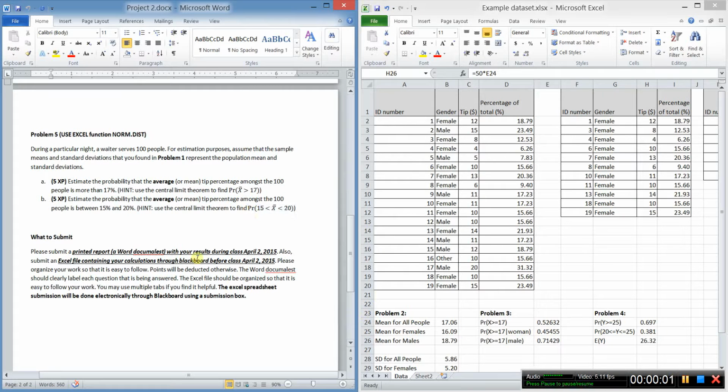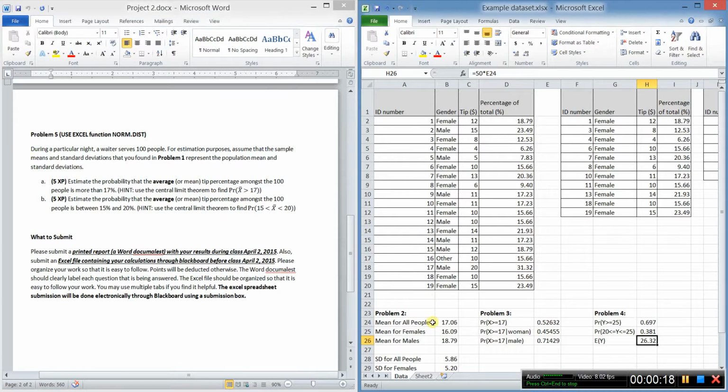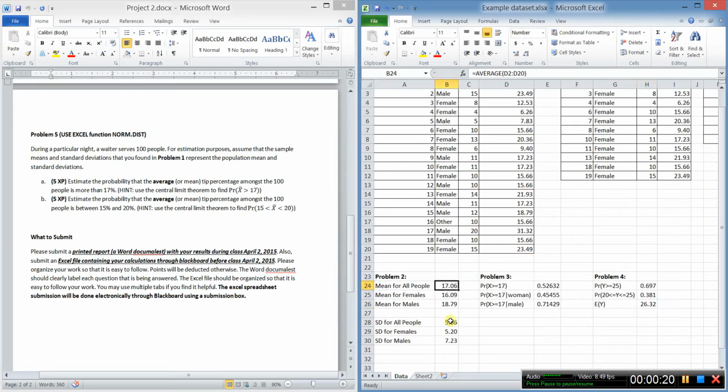Okay, so now let's move on to question number 5. On a particular night, a waiter serves 100 people. For estimation purposes, assume that the sample means and standard deviations that you found in problem 1 represent the population mean and standard deviations. So these were the sample means and standard deviations, but now they will be the population.